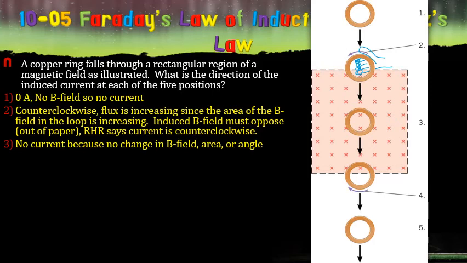At position 3, there is no current because the flux is not changing. The magnetic field is constant, the area is staying constant, it's not twisting, so the angle stays constant. There is no current.